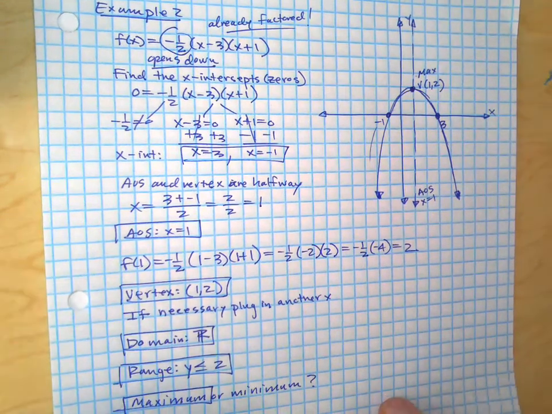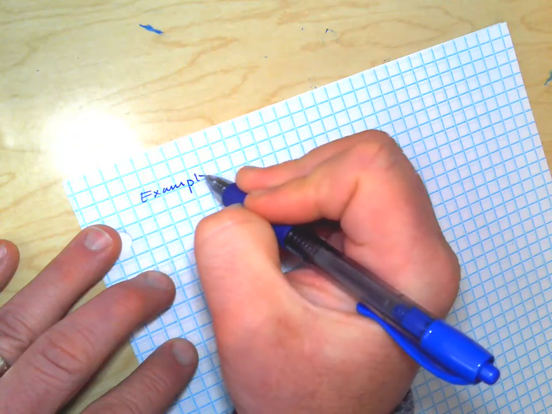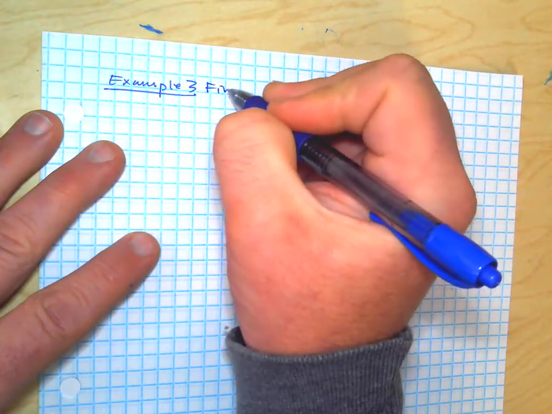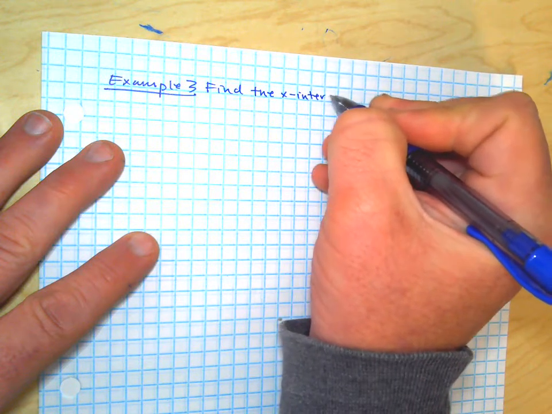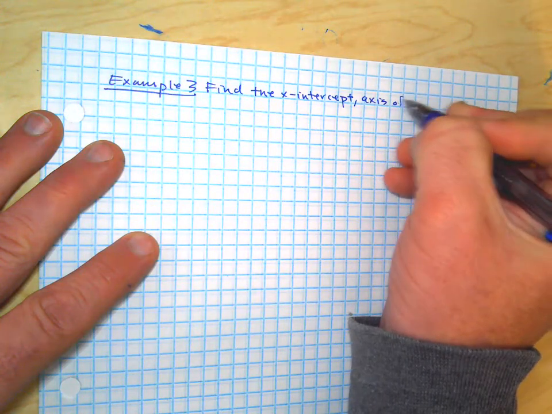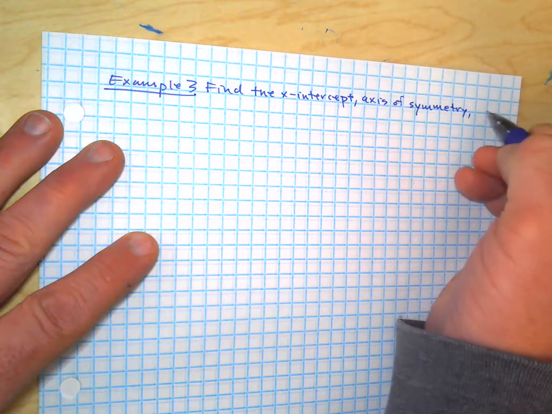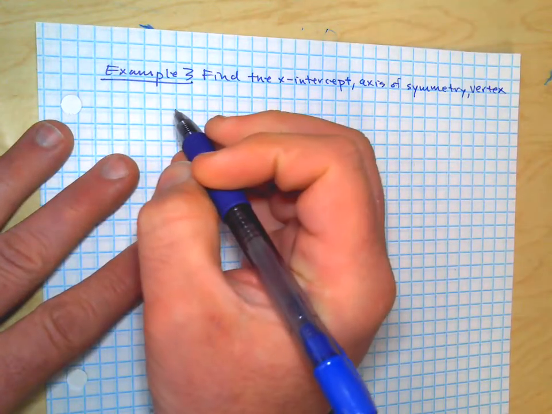Okay. I got 2 more quicker examples. These ones we're not going to graph. Okay. So they'll go a little faster. So example 3. The directions will say find the x-intercept, axis of symmetry, and vertex.